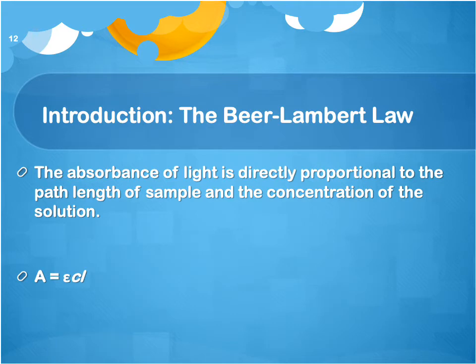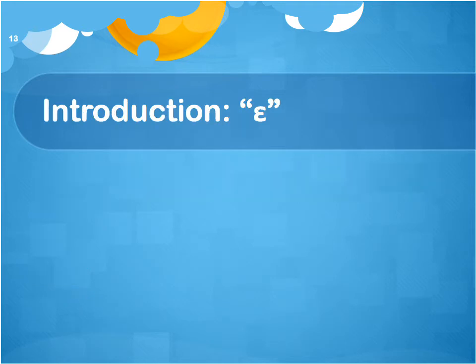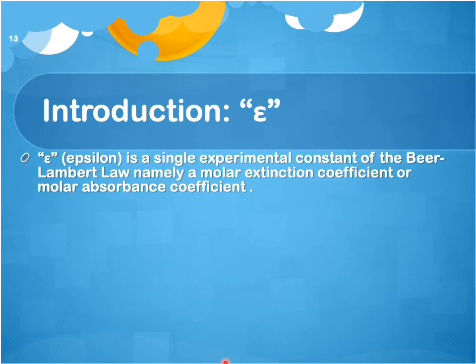So together, the Beer-Lambert law indicates that the absorbance of light is directly proportional to the path length of the sample and the concentration of the solution. The equation of the Beer-Lambert law is A equals epsilon Cl. This funny E is the fifth letter of the Greek alphabet called epsilon. It is the single experimental constant of the Beer-Lambert law. We call it the molar extinction coefficient or molar absorbance coefficient.